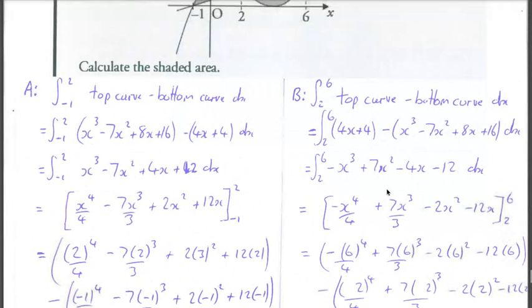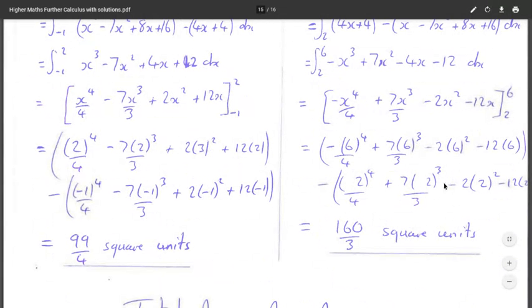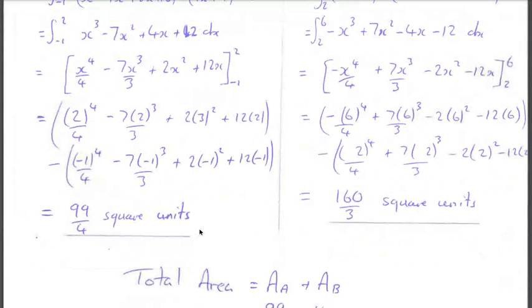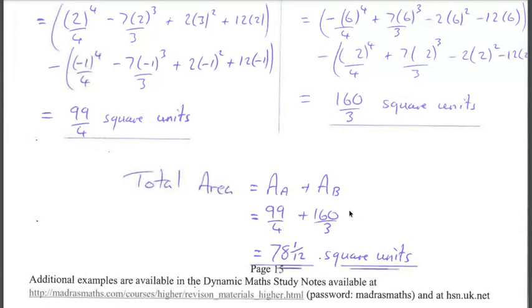Okay, so once we've done that, integrate. And again, this should be the negative of what we had there. Substitute in 6, substitute in 2. Evaluate all of that, and that will be 160 thirds square units. So I've got 99 quarters in area A, I've got 160 thirds in area B. What's the total area? It'll just be 99 quarters plus 160 thirds, which turns out to be 78 and 1/12 square units.